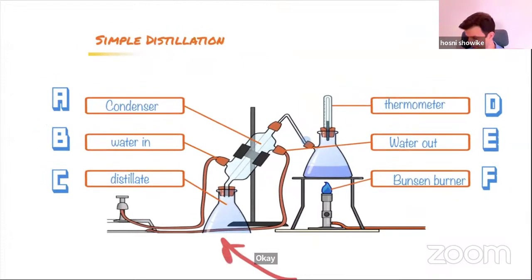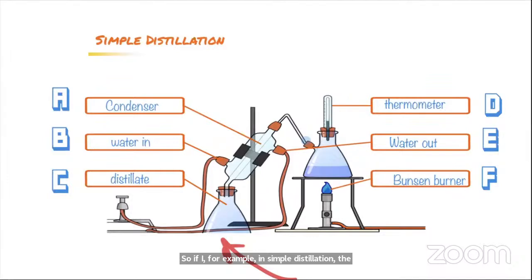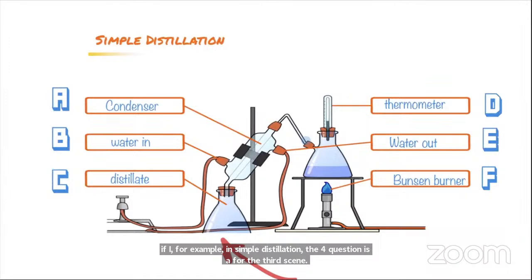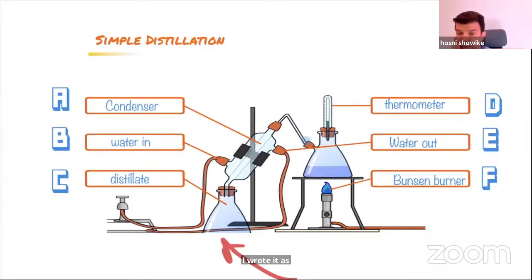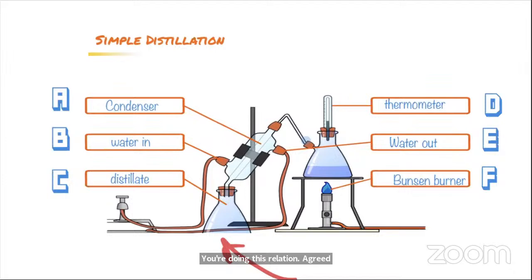Any question? Sir, if for example in simple distillation, for part C, I wrote it as filtrate, it would be wrong? It's not right. The reason is because you're not filtering here, right? You're doing distillation. Agreed? Yes. True. So I'm just going to have to call it what I'm doing here. Okay. Yahya?